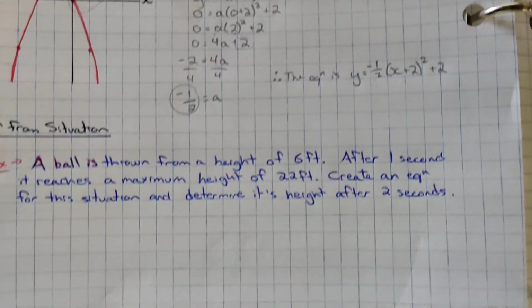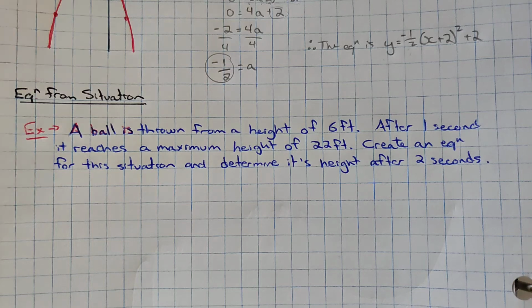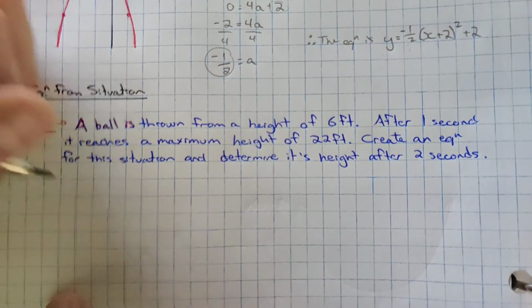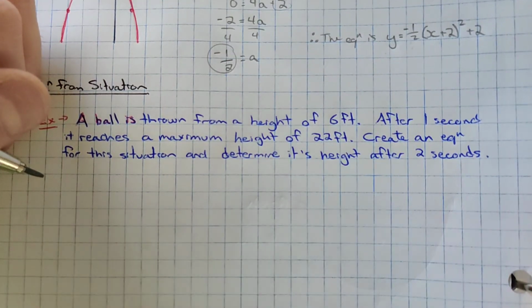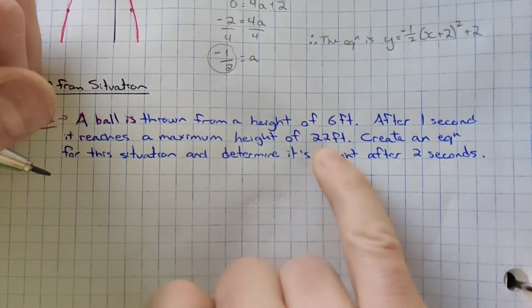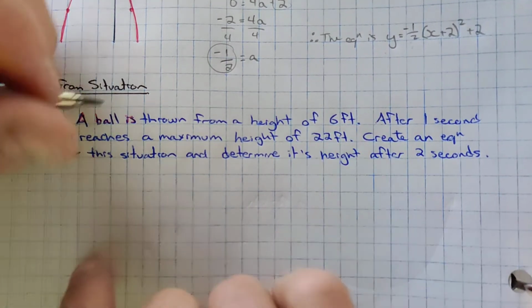All right, one more example here. We're looking at making an equation from a situation that we're given. In this case, a ball is thrown from a height of 6 feet. After 1 second, it reaches a maximum height of 22 feet. Create an equation for this situation and determine its height after 2 seconds. So we have a ball being thrown from a height of 6 feet, and after 1 second, it reaches a maximum height of 22 feet. That means the vertex is going to be here at 1 second and 22 feet.